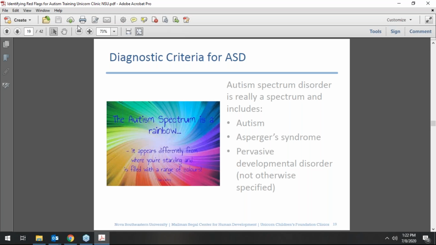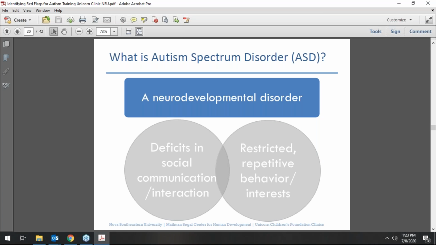Some children might be on the higher functioning end, right? So they might require less support. They might be verbal, of average to high intelligence, and might be able to function on their own, versus perhaps the lower functioning, those that require substantial support. Those on the lower side of the spectrum are probably nonverbal and have a harder time functioning on their own. And really, just to let you know, it appears differently from wherever you are standing. I have yet to see two individuals on the spectrum who are exactly identical. Go ahead, next.